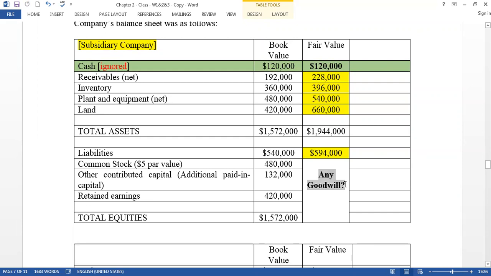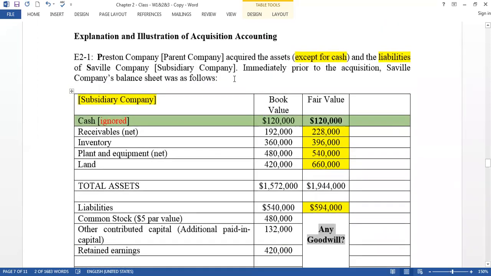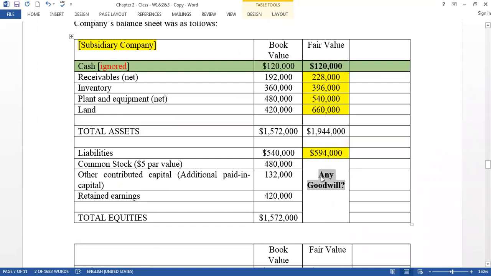Now, is there any goodwill? We cannot say whether there is any goodwill or not, because we don't know how much money we paid for that. So at this moment, we cannot say we have goodwill or not. At this moment, we just know this: we buy their assets, except cash, and we buy their liabilities.